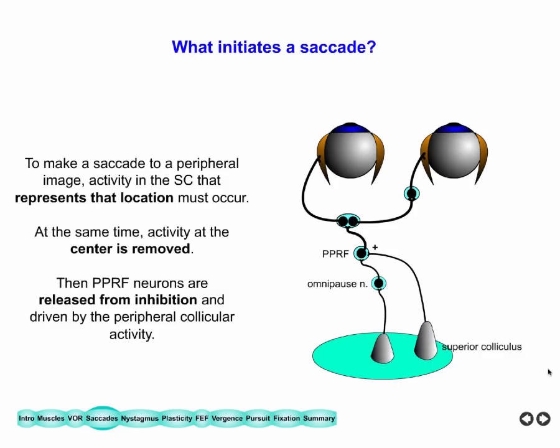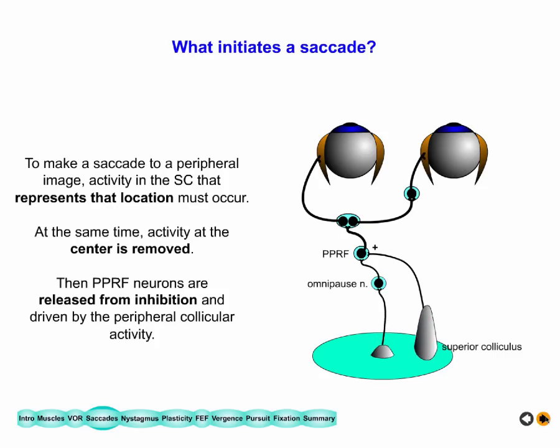Yes? When you fixate an object, yes, that produces this hill of activity. That's right. As some activity appears in the peripheral PPRF, it suppresses this hill. Can you explain your question? Okay.